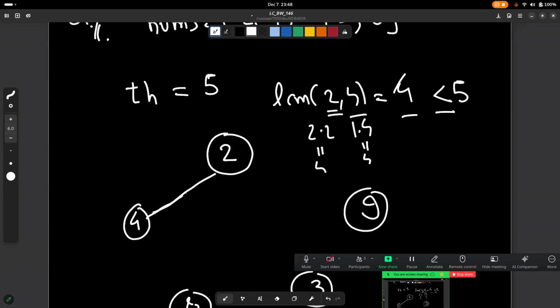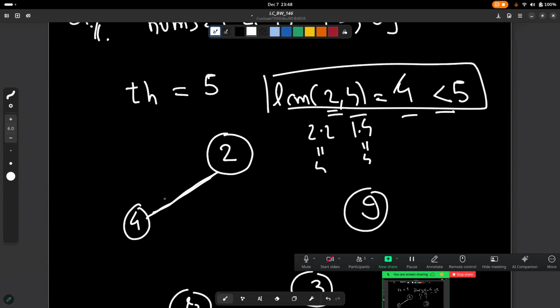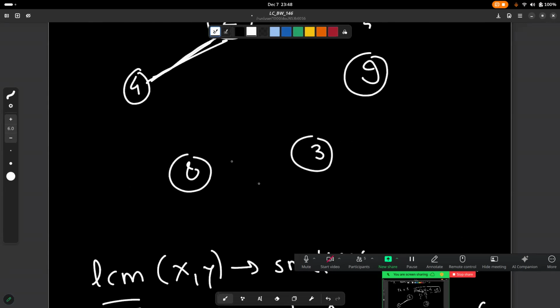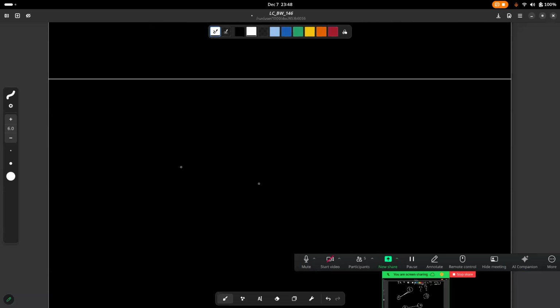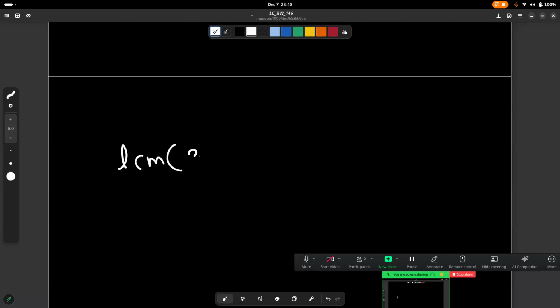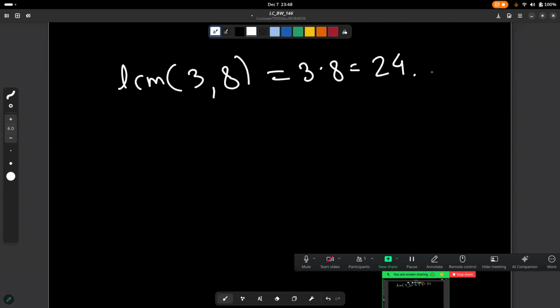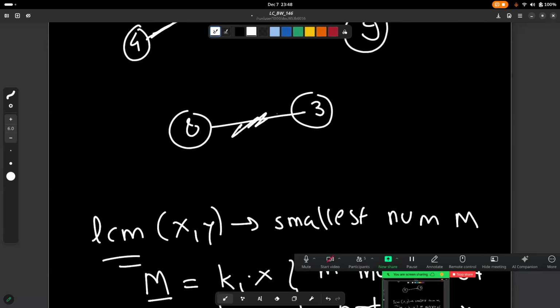So because the LCM of 2 and 4 satisfies this condition, we can add an edge between 2 and 4. But if we try to add an edge between 3 and 8, what is the LCM of 3 and 8? Well, the LCM of 3 and 8 is 8 times 3, which is 24. But 24 is not less than or equal to 5. It does not satisfy this condition, so it's not possible to add this edge.